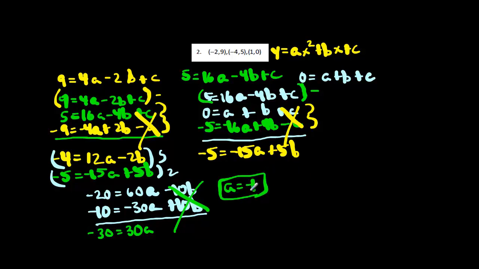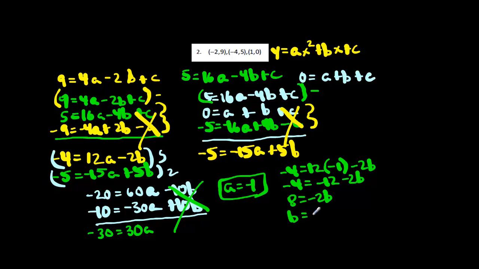So now let's stick negative 1 in for either this or this. Doesn't really make a difference. We'll do it in this one since it's smaller. So negative 4 equals 12a, which is negative 1, minus 2b. So negative 4 equals negative 12 minus 2b. Add 12 over. 8 equals negative 2b. Divide by negative 2. b is negative 4.